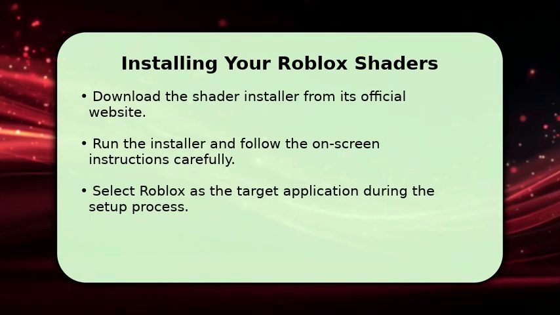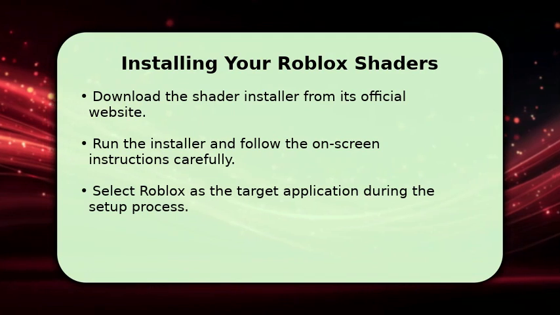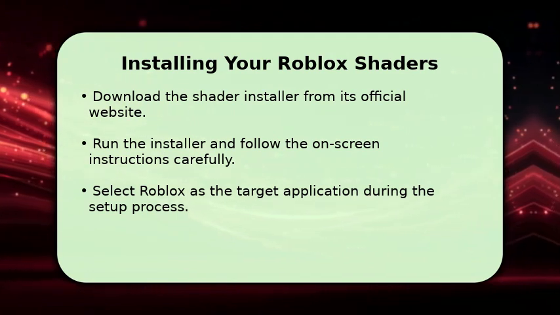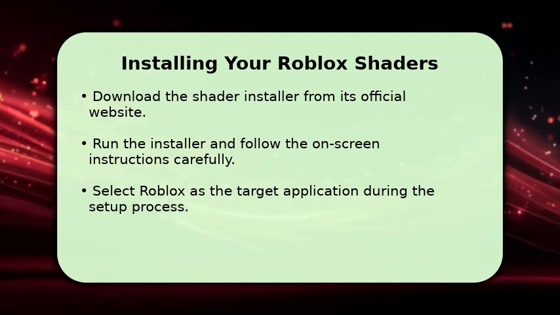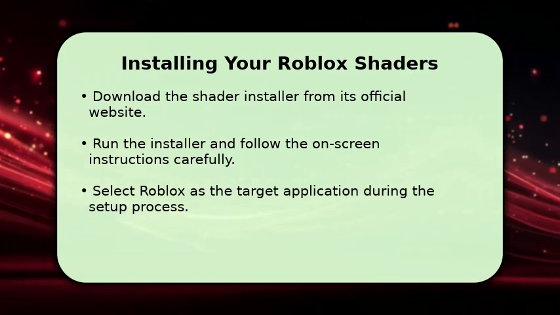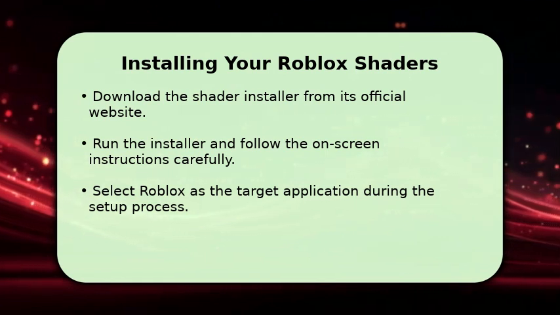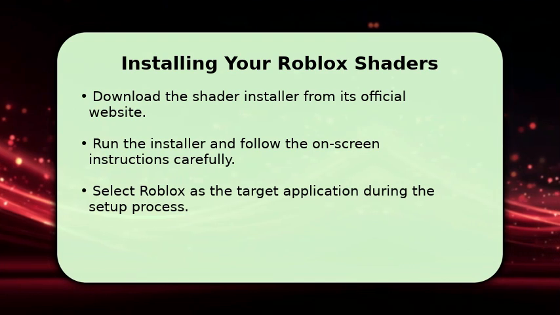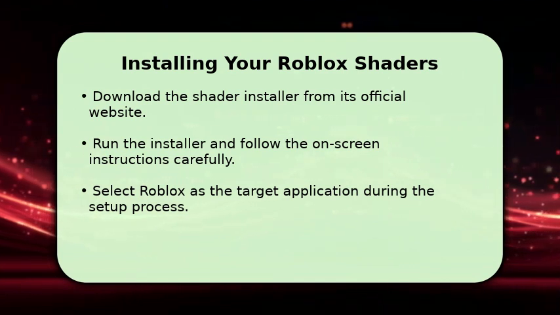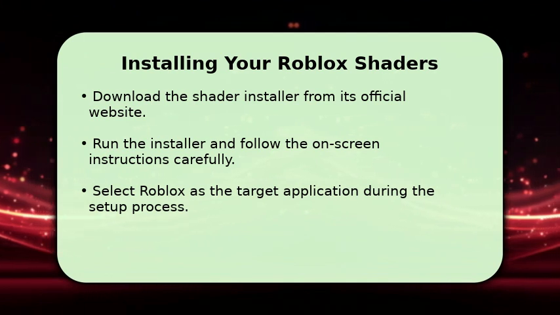Once you have chosen your preferred shader tool, the installation process is straightforward. First, download the installer file directly from the official source. Next, launch the installer and carefully follow each step presented on your screen. During the setup, you will be prompted to select the game you wish to apply the shaders to. Ensure you choose Roblox. The installer will then integrate the necessary files, typically taking only a few moments to complete.